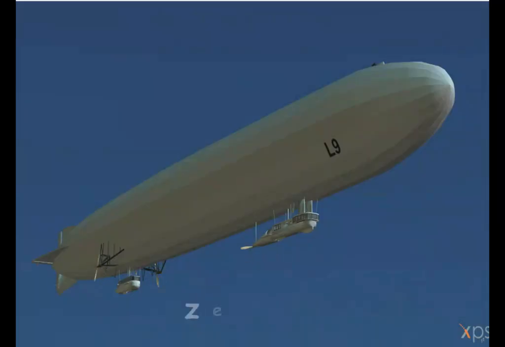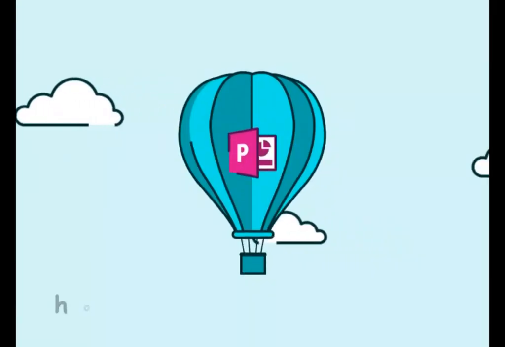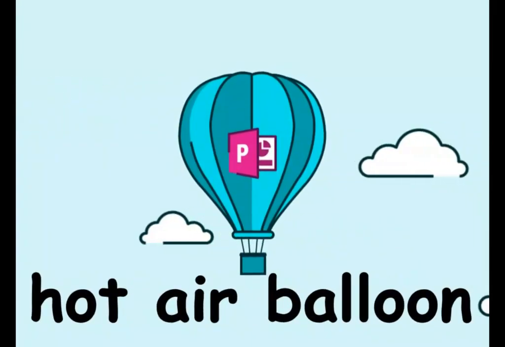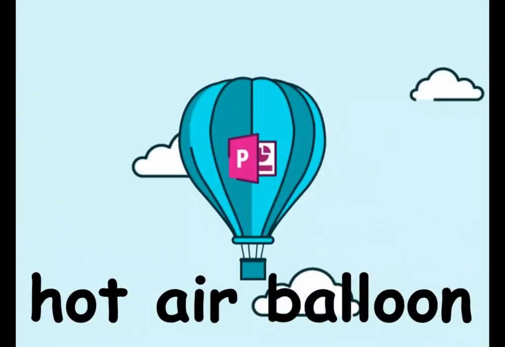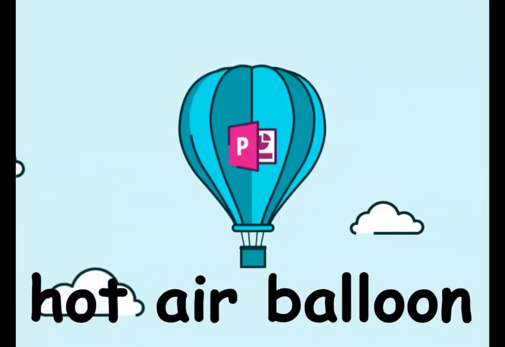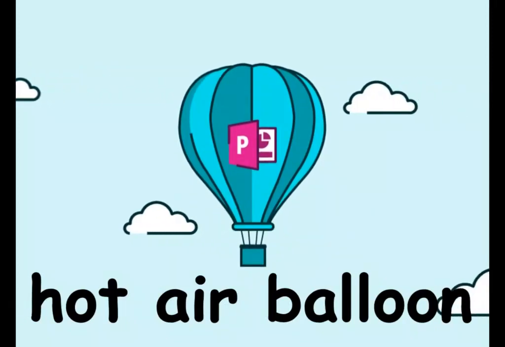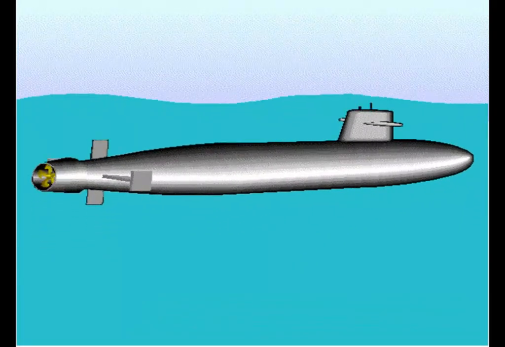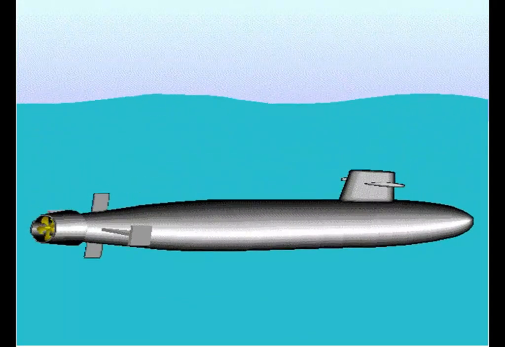And this is a zeppelin, the flying zeppelin. And this is the hot air balloon. It is called the hot air balloon because it is flown by the hot air. Inside the balloon is hot air. That's why it flies. It floats. And this one is under the sea, under the water. It's a submarine.